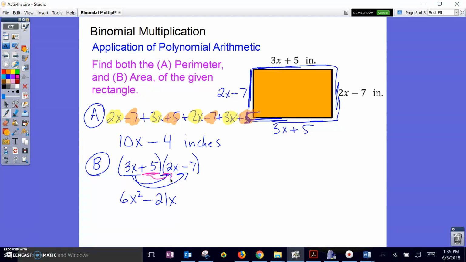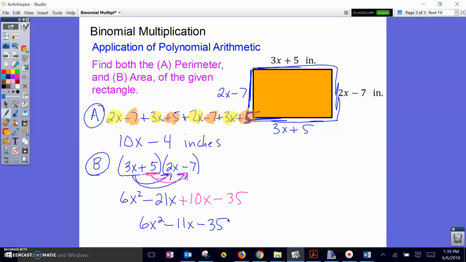And then we'll distribute the 5 through both. 5 times 2x gives me plus 10x. 5 times minus 7 gives me minus 35. And now I combine my like terms. And this works out to be 6x squared minus 11x minus 35.